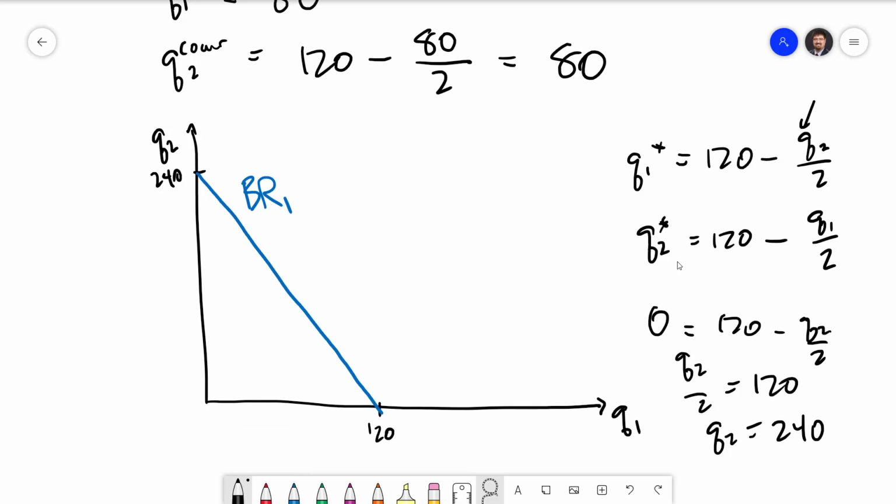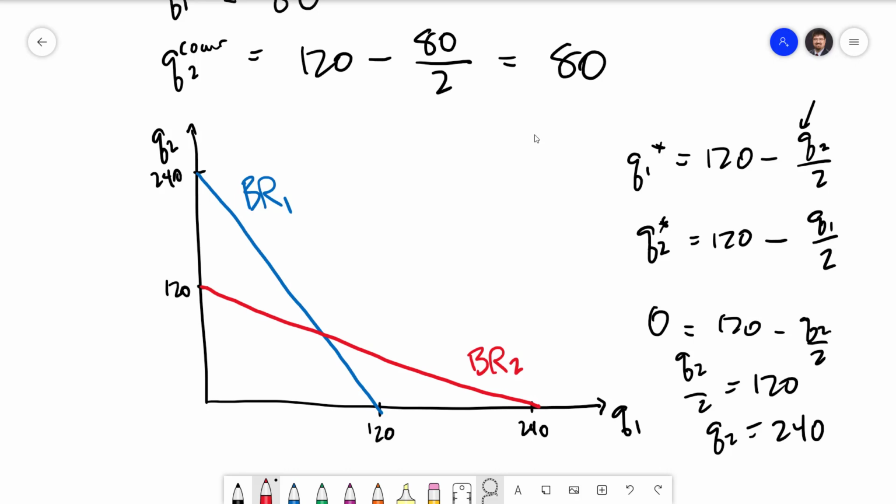Next, we're going to think about firm 2's best response function. If Q1 is 0, then Q2 will be 120. And for our other intercept, we need to think about what would Q1 have to be to drop Q2 down to 0. Because of symmetry, we know that this is going to be 240 again. And then I will draw a line in between those two, and that's going to be firm 2's best response function. When you draw these, just make sure to be really careful like I just did.